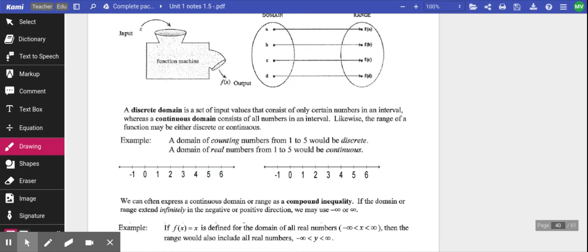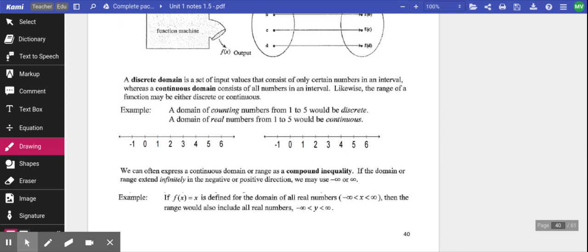A discrete domain is a set of input values that consists of only certain numbers in an interval, whereas a continuous domain consists of all numbers in an interval. Likewise, the range of a function may be either discrete or continuous. A domain of counting numbers from 1 through 5 would be discrete. A domain of real numbers from 1 through 5 would be continuous.